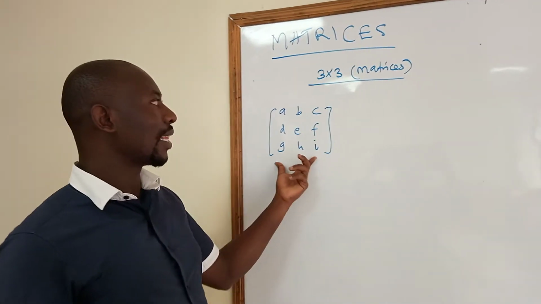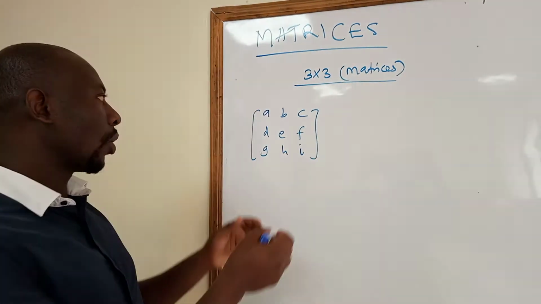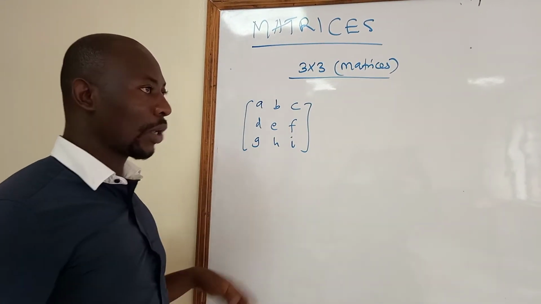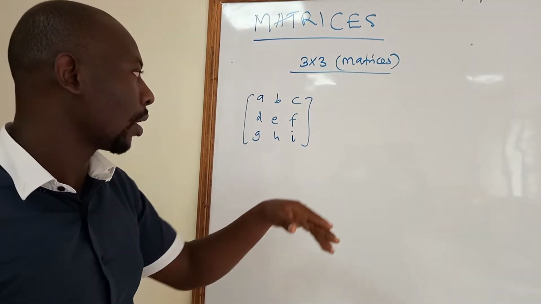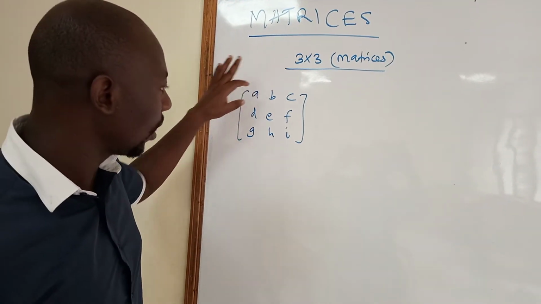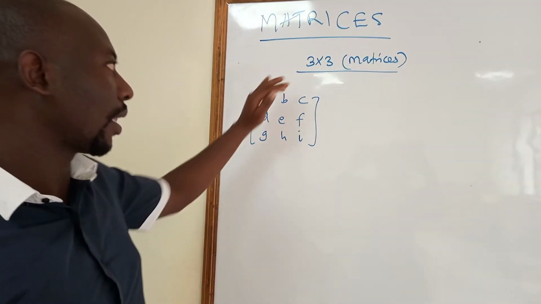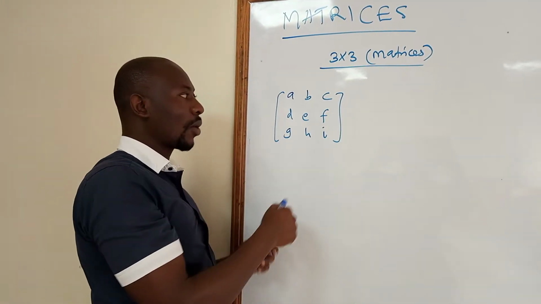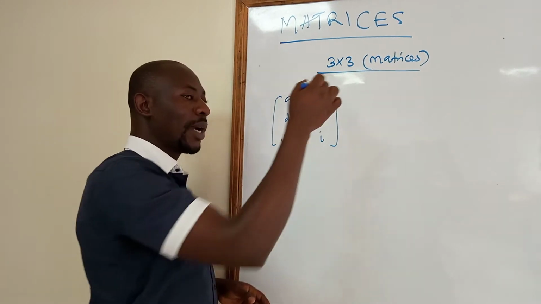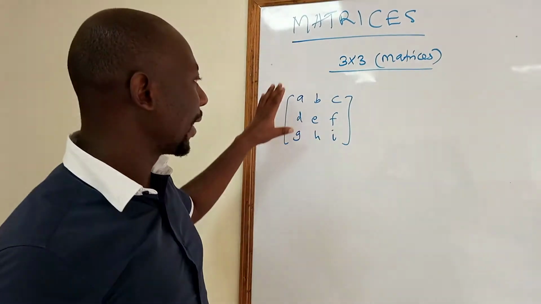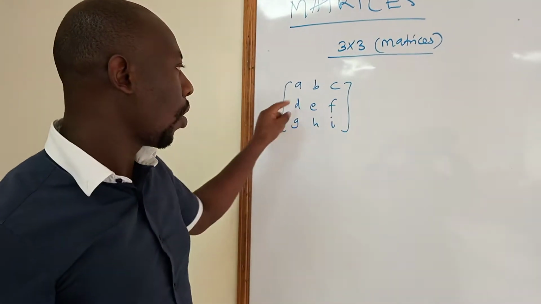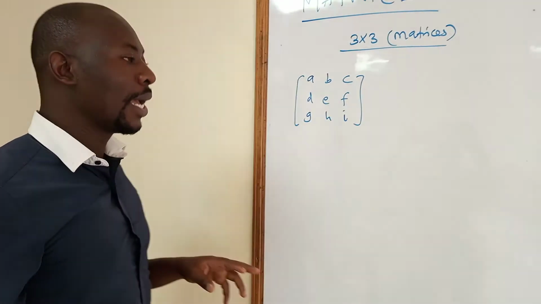For example, this one is a 3 by 3 matrix. It has 3 rows and 3 columns, the columns and the rows. So if it has 3 columns by 3 rows, we call it a 3 by 3 matrix. The constituent terms in the matrix are called elements. So a 3 by 3 matrix has 9 elements. That's 1, 2, 3, 4. All these ones inside are called the elements.